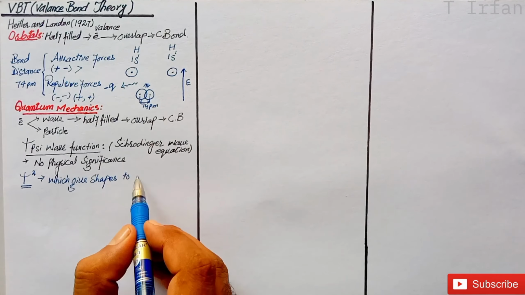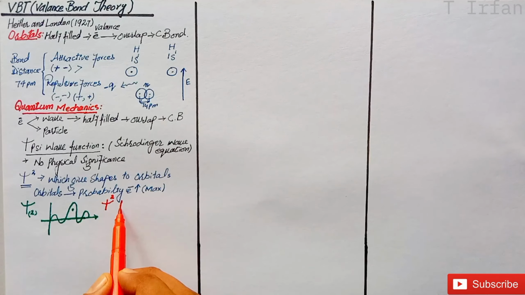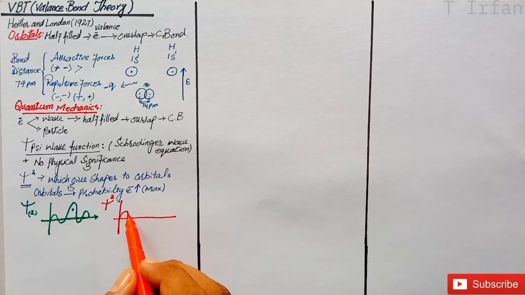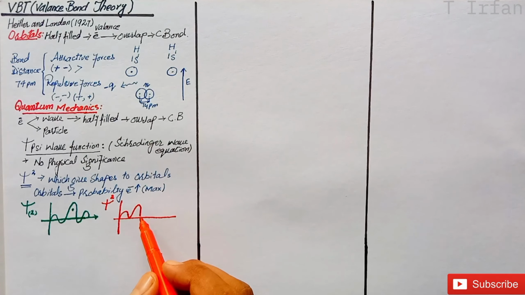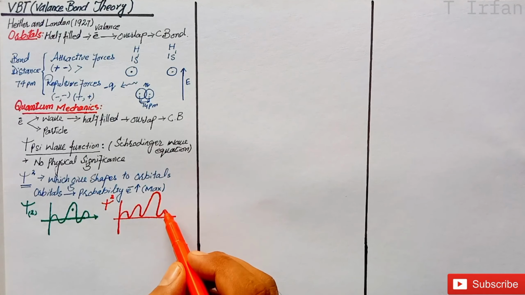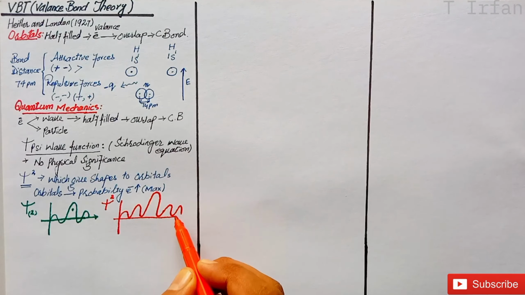Let's suppose this is the wave function of an electron along the x-axis. And when we take the square of this psi, or wave function, then the probability of finding the electron increases, as the amplitude of this wave increases, and this amplitude of the waves gives the probability of finding electrons.